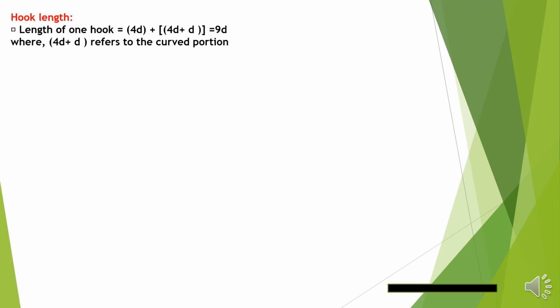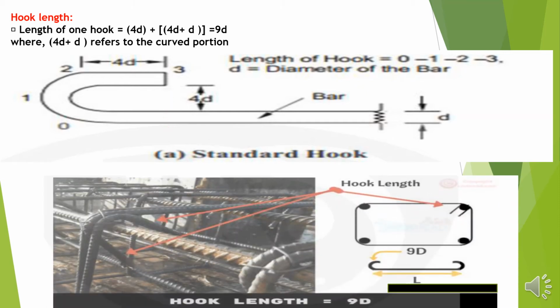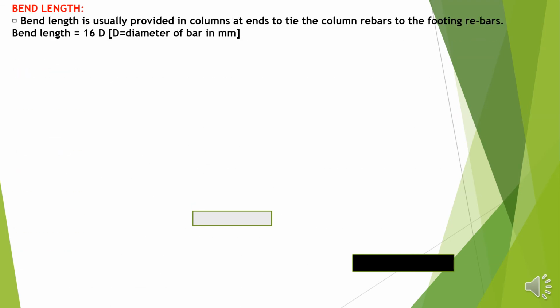Hook length of one hook is equal to 4d plus 4d plus dia, that is equal to 9d, where 4d refers to the curved portion. This is what I called the curved portion. This length is 4 dia. This is a hook length, and this is what I already mentioned in the earlier bend length.